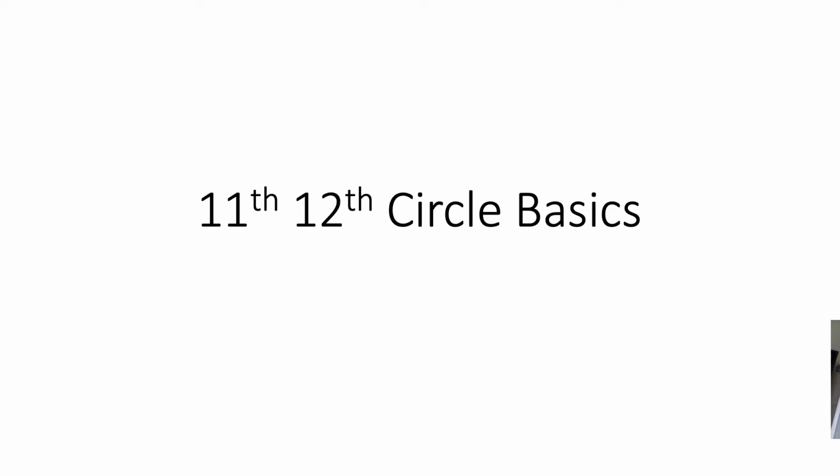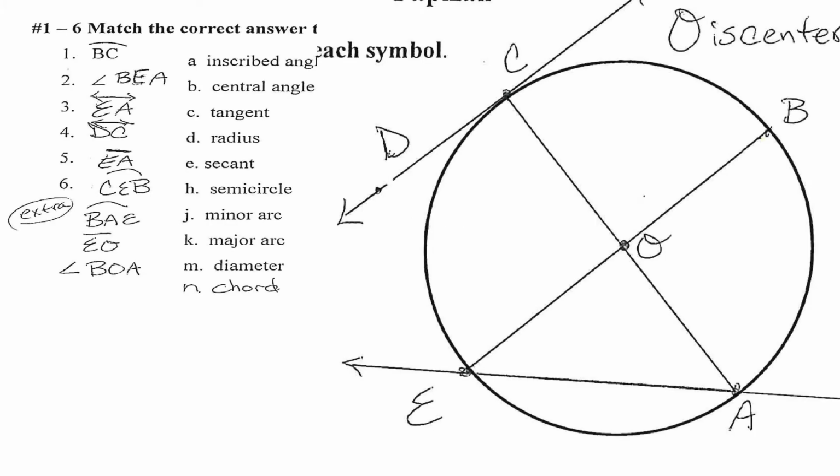11th and 12th grade circle basics review for the test. First thing, you're going to have a large circle. O is the center, and you're going to identify all the different shapes that are on here. You can go down the list and find the thing, but it might be easier just to say, okay, I'm looking at BC, and I'm looking at that section right between B and C.